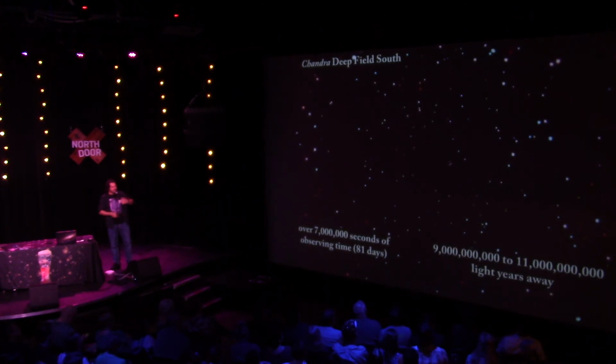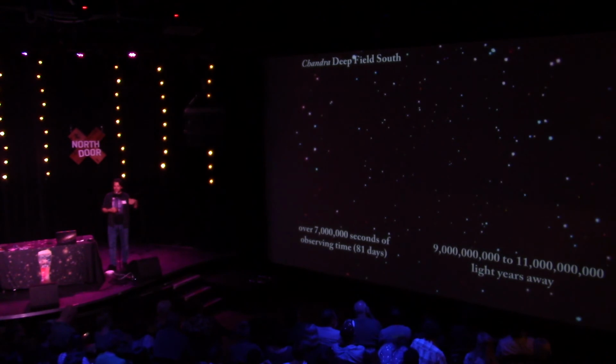The last thing that I want to talk about is one of the deepest images of the sky, I think the deepest image of the sky ever taken in X-rays. The Chandra Observatory stared at a blank, in big air quotes, patch of the sky for the sum total of about 81 days. Now this has been spread over the entire course of the mission. But this is basically what 81 days of observing a blank patch of sky looks like.